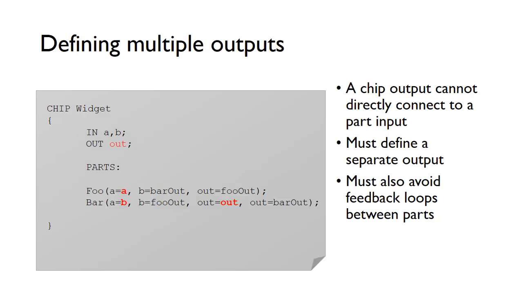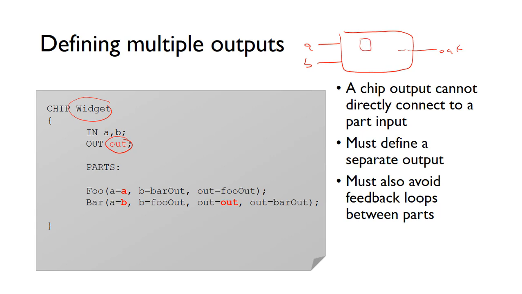So for a chip output, we need to be careful when we're defining multiple outputs, because a chip output cannot directly connect to a part input here. So for example, for this chip, I've just called it widget, we've got an output called out. So for this chip, we've got our widget, we've got A, and we've got B, and we've got out. So this connection out cannot go directly into an input part.